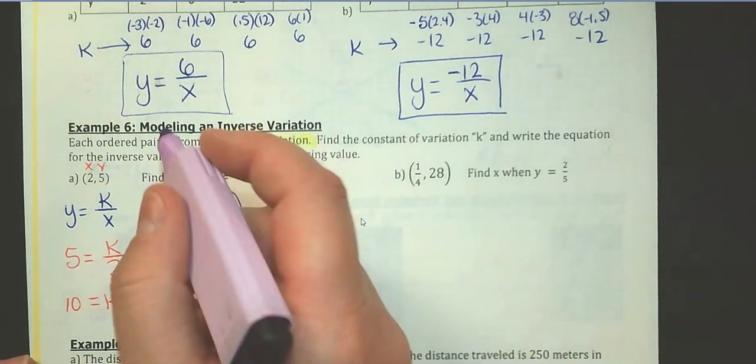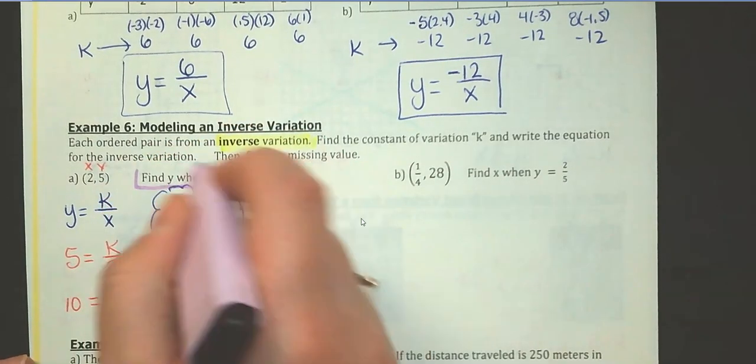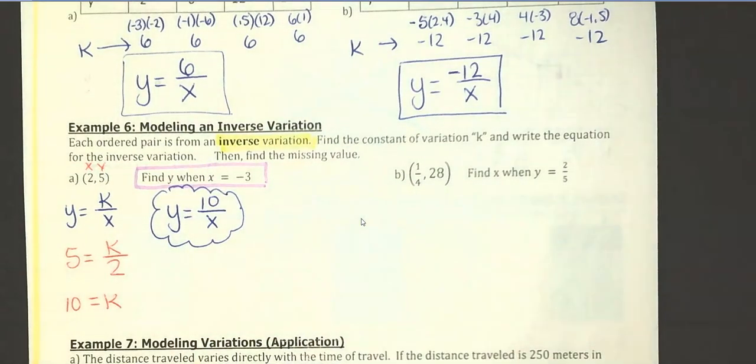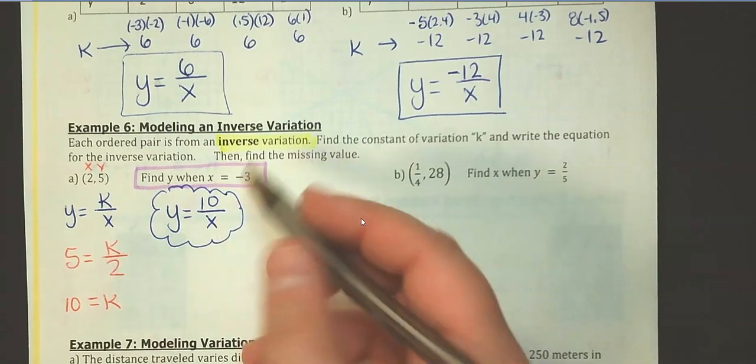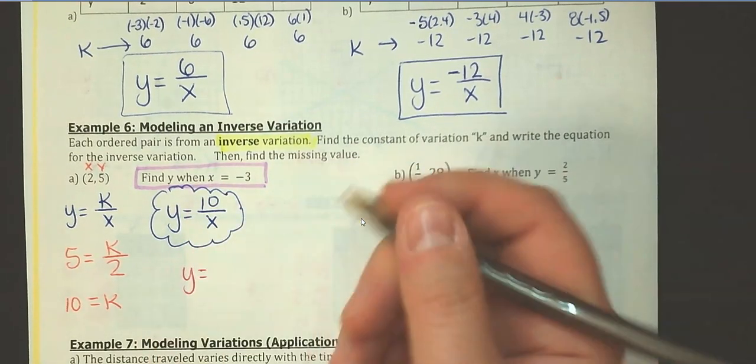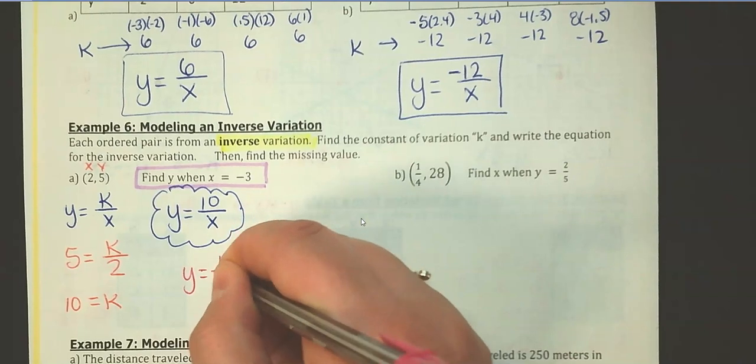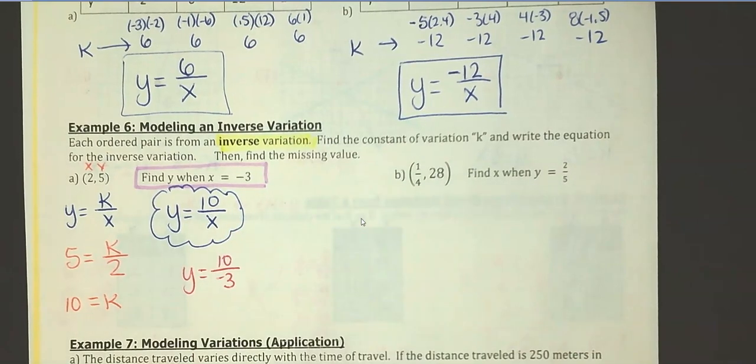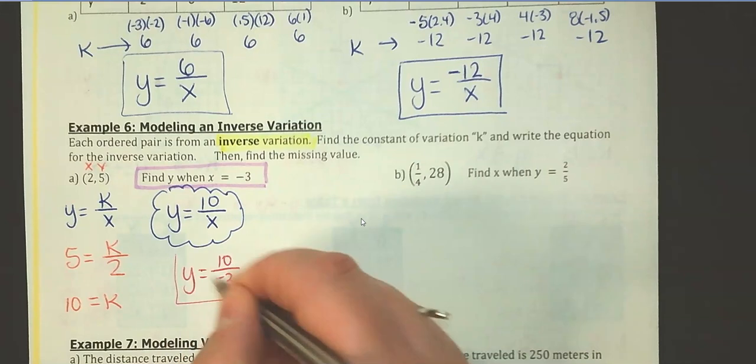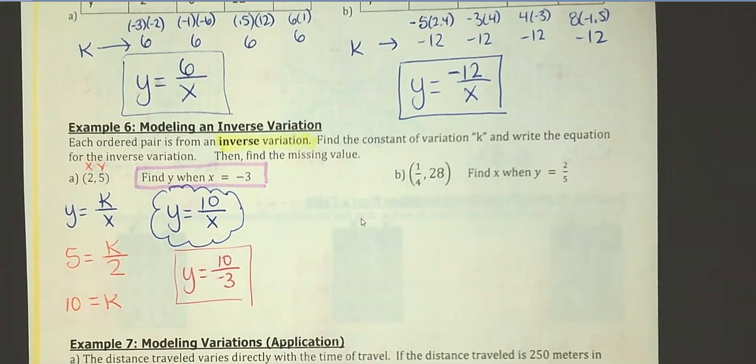So here's my secondary question. After you got your equation, find y when x is negative 3. Okay, all we got to do here, and this will be really quick here, plug in negative 3 for x. So what is y when x is negative 3? 10 over negative 3, which doesn't reduce. So I would just leave that alone. That would be my second answer to that second part of that question. It's not terrible to do this. It's just making sure you pick the right formula to use.